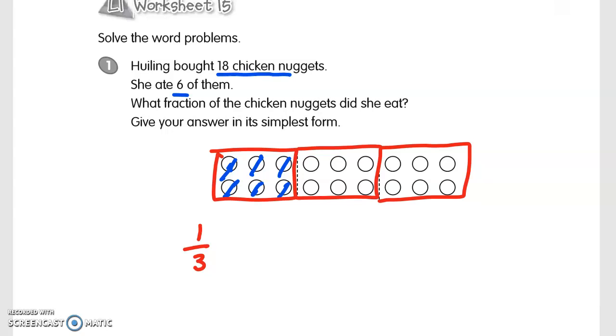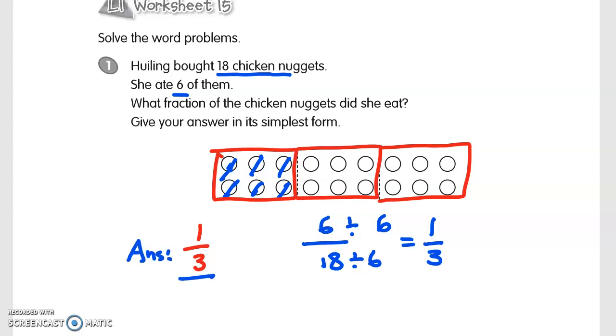Now if you are not using the 3 sets, you can also work out from the numbers given. So she ate 6 out of the total of 18, and when we simplify, divide it by 6, we will also get 1 out of 3. Okay, so the answer is 1 out of 3.